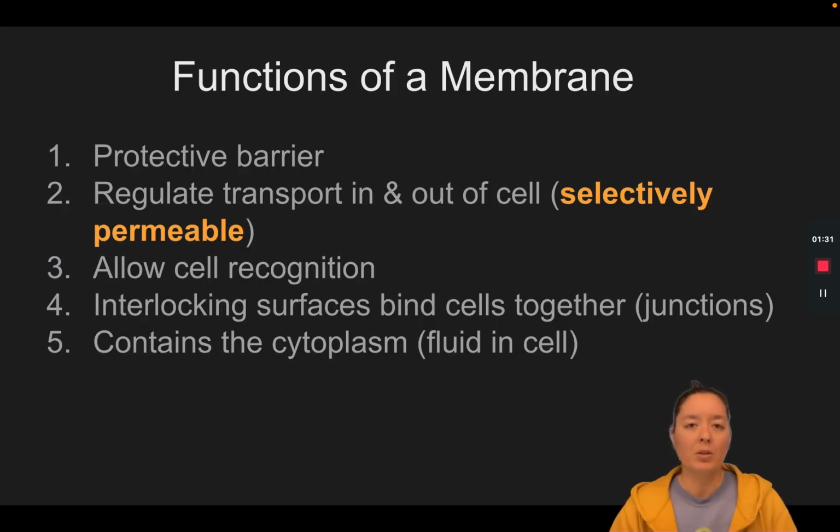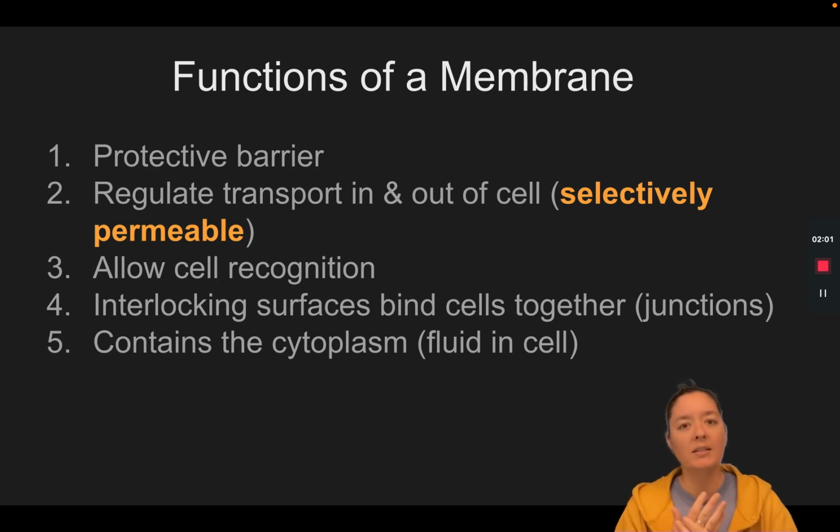We have 5 main functions of a membrane. It's a protective barrier. It keeps bad things out and good things in. It helps regulate the transport in and out of the cell. This is called selective permeability. They allow other cells to recognize other cells. So, while your body is working, it goes, oh, I know that is another cell just like me. The different surfaces need to be able to connect to other cells.